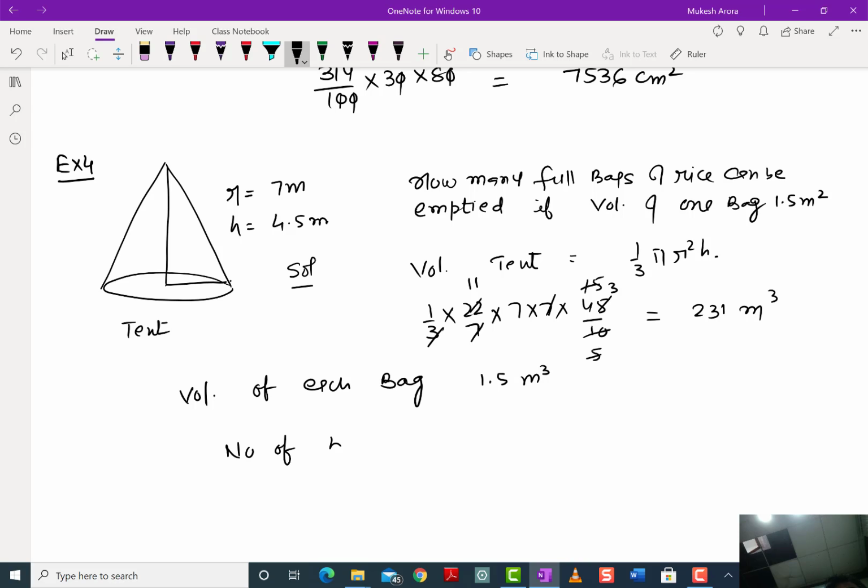Number of bags will be equal to 231.1.5, which will give you 154 bags. Right.